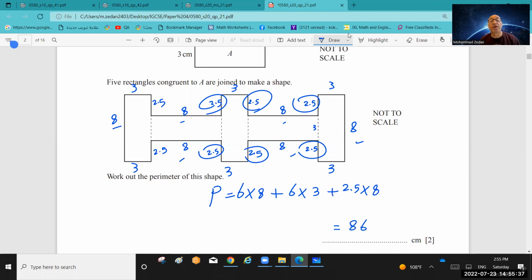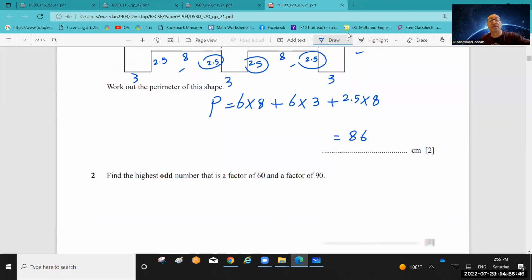86. Okay. Of course, this dashed line is not calculated in the perimeter because the perimeter is the length of the outer shapes, the outer sides of the shape.